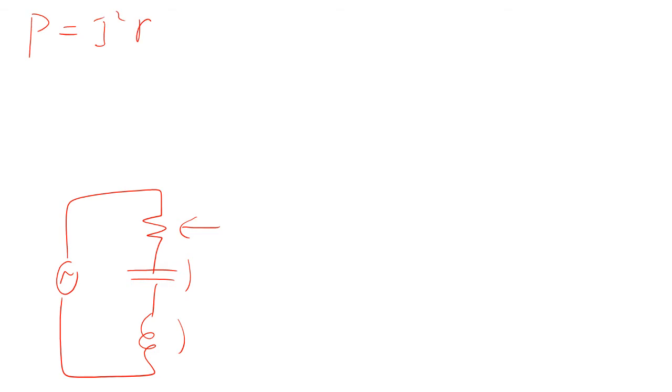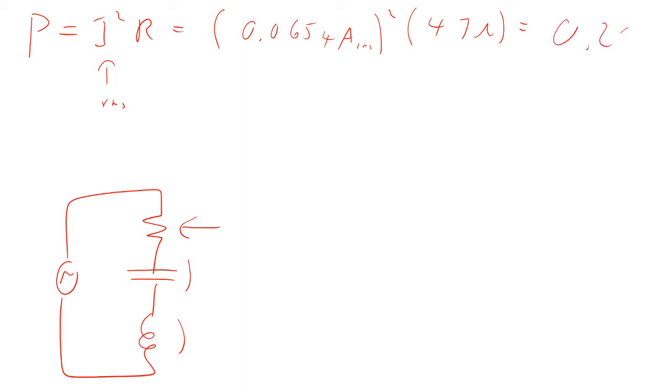So that should be I squared R. And so this is going to be I RMS value here. Okay, so that would be equal to 0.0654 amps RMS squared times the 47 ohms. And that comes out to be equal to 0.201 watts. So that's the power that's being dissipated.